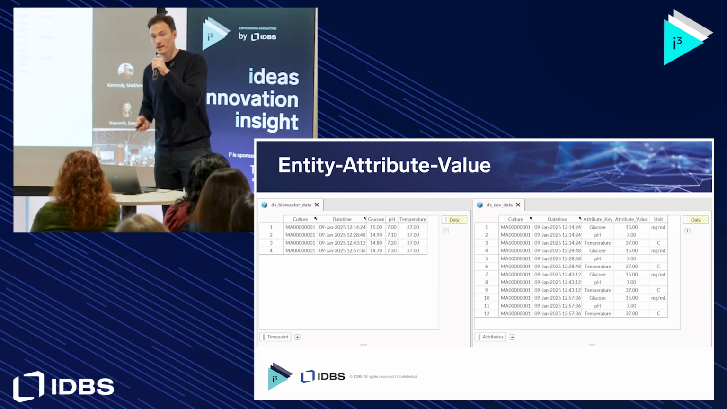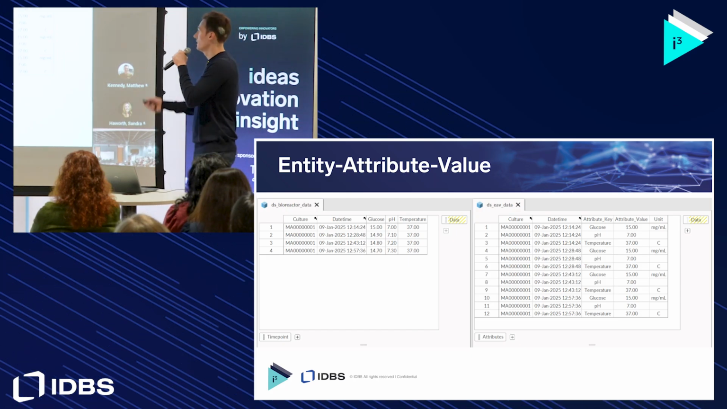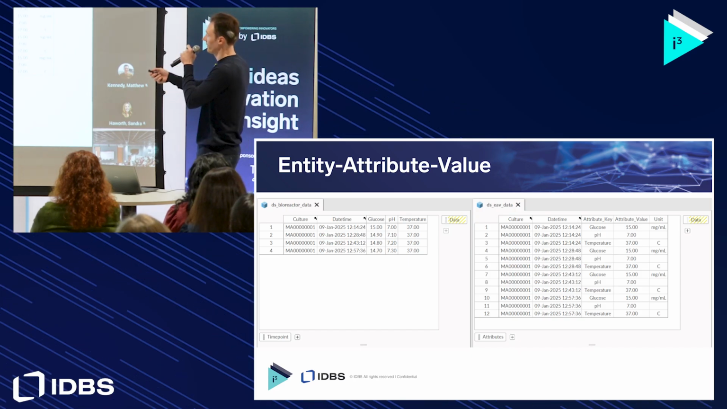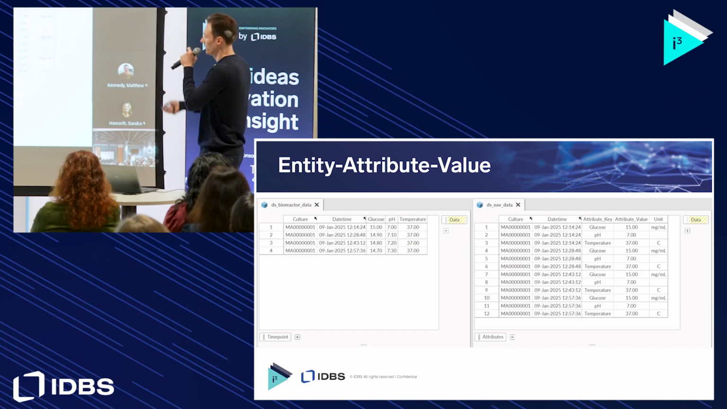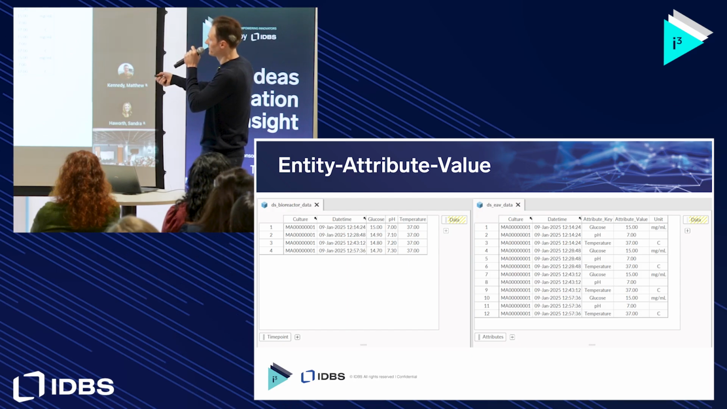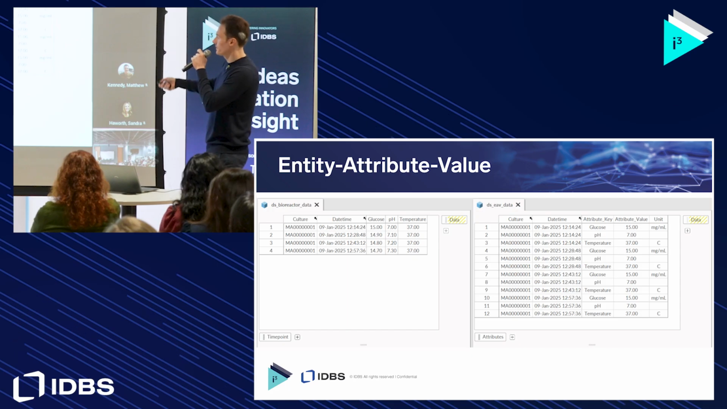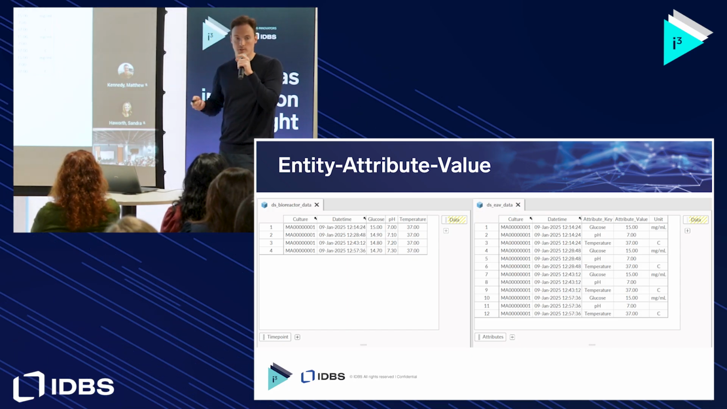So the time point is what we're measuring here. In an EAV model, or a tall and skinny model, you may also hear it called, because it has no columns but lots of rows, we have all of the attributes as rows on that table with the associated value and the unit. And by doing it this way, we can essentially pass in any list of attributes that we want.